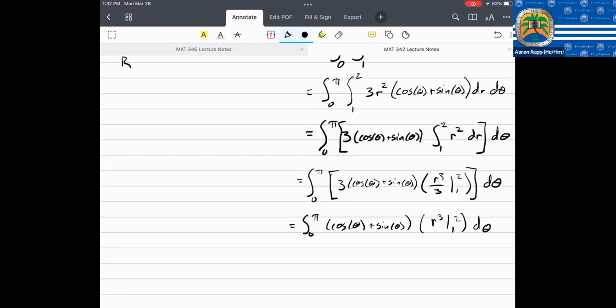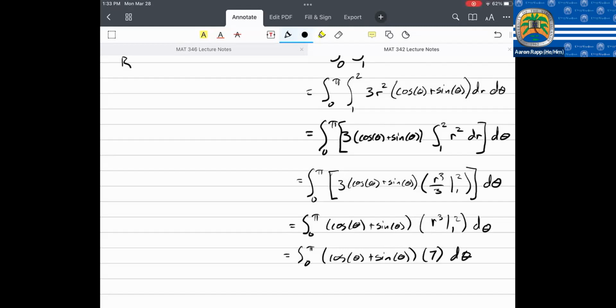Let's finally do that. It's going to leave me with a cosine of theta plus sine of theta times what? What is 2 cubed? 8. That's going to subtract 1 cubed. It's going to give you 7. 8 minus 1 is 7. So all I have to integrate is cosine plus sine times 7, and then with respect to theta.